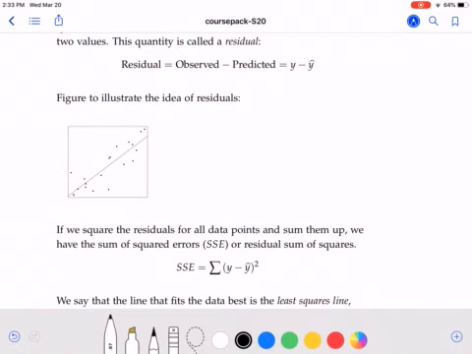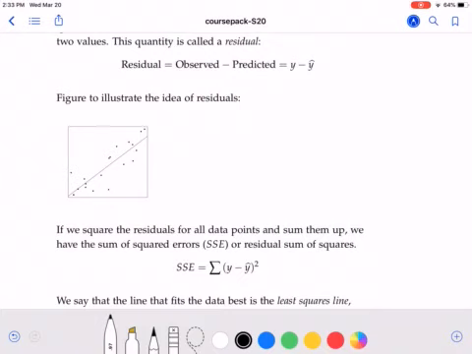is looking at what's the actual y value, which we call the observed value, and then what would you predict as the y value. How we get the predicted y value is we plug x into our equation for a line, and it tells us where we'd expect y to be. In the plot, that's where the line is.